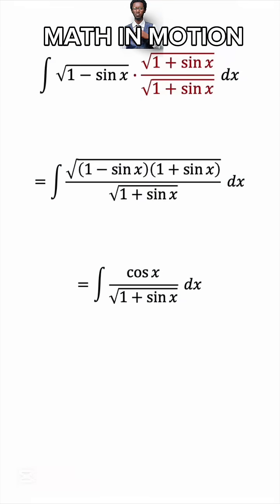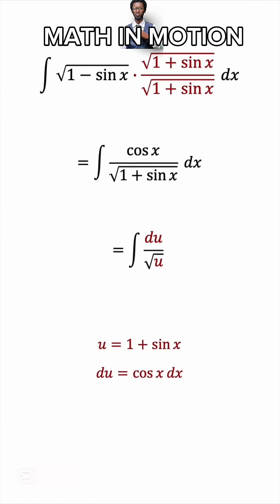From here, it's very easy to solve this integral because a simple substitution will do the trick. We'll let u equals 1 plus sine x. You can use u equals sine x, but that'll be a little bit more complicated. So just go for this easier route. Du will be cosine x dx anyway, so it just simplifies things. The integral will become du over the square root of u.